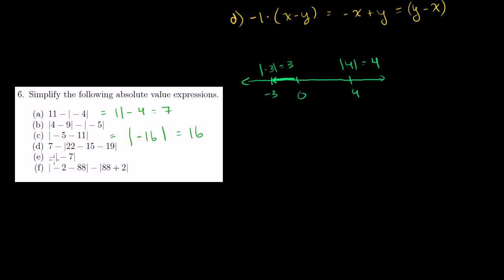And then finally here, let's do part E. The negative of the absolute value of negative 7 is equal to the negative of, what's the absolute value of negative 7? It's just 7. So it's equal to negative 7. This right here is 7.